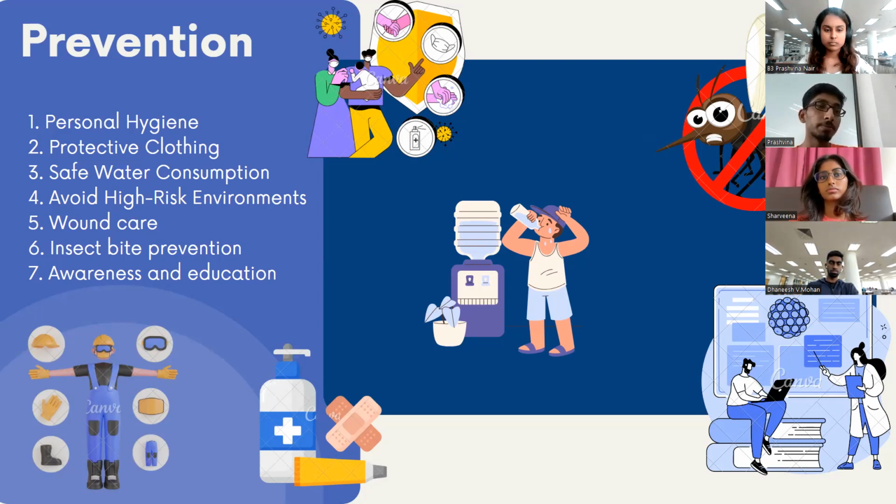The second one is to wear protective clothing. When working or participating in activities that may involve contact with soil or water in melioidosis endemic areas, we must wear appropriate protective clothing such as gloves, boots, and long sleeve shirts to minimize direct skin exposure. The third one is safe water consumption.